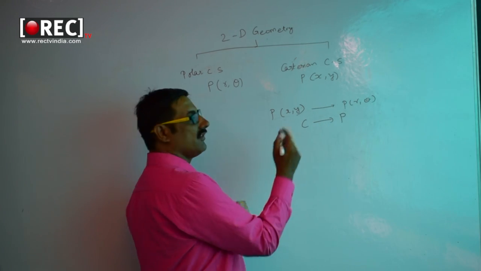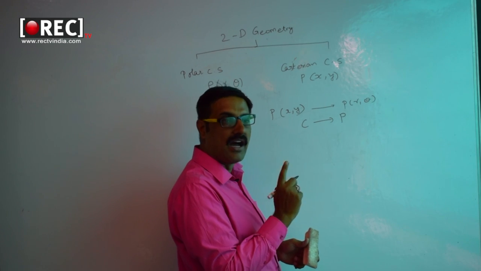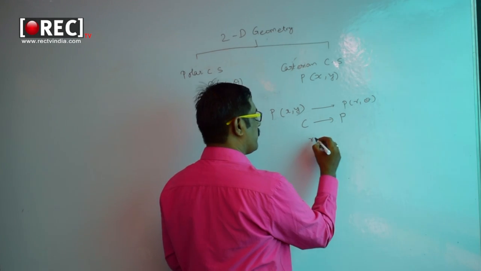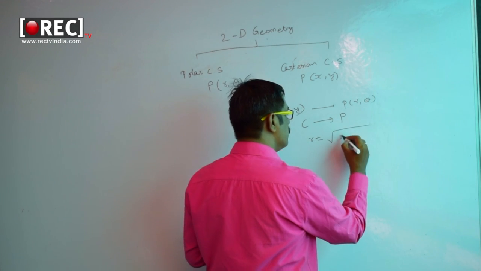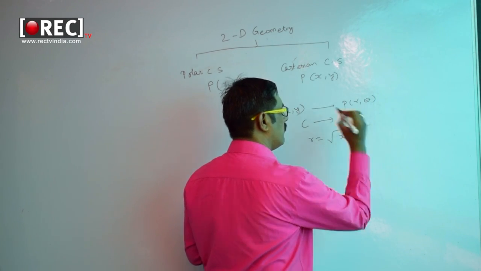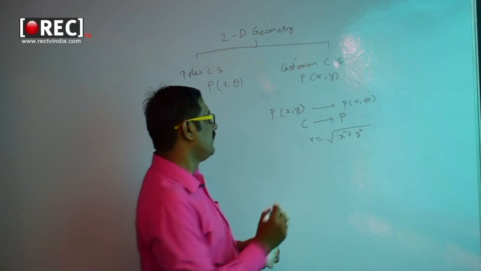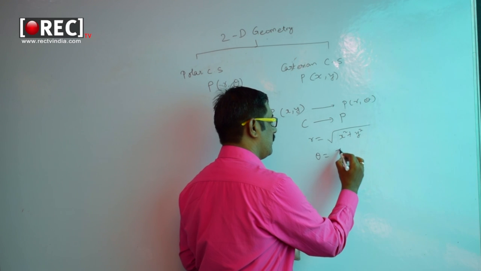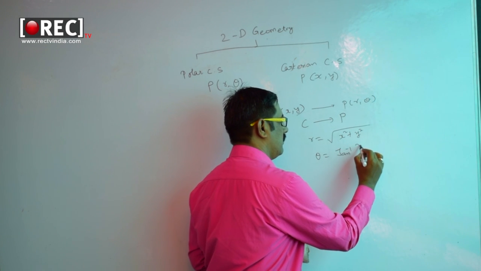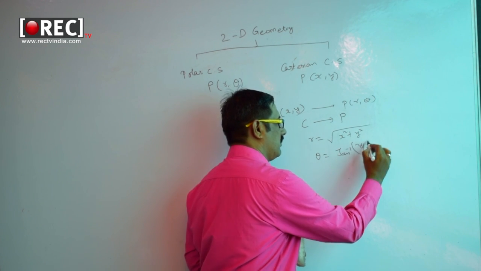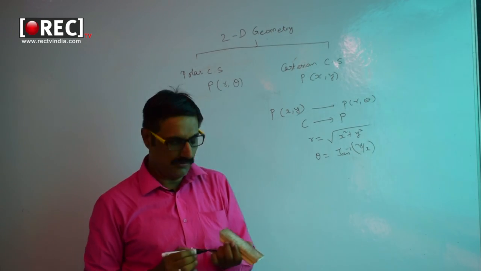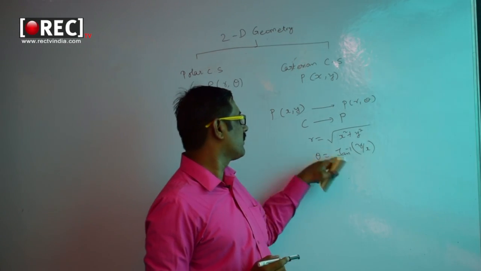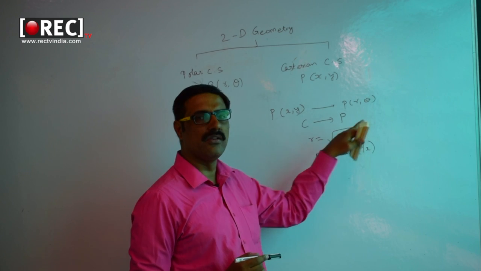So simply, what are the relations for r and theta in terms of x and y? r is given by simply the square root of x squared plus y squared, and theta would be tan inverse of y by x. As simple as that. So theta is tan inverse y by x, and r is the square root of x squared plus y squared.